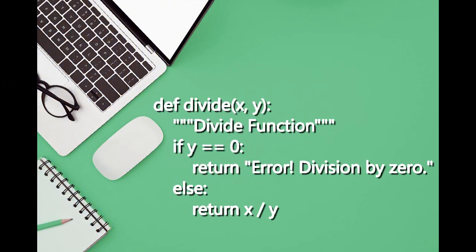Now, define the division function. Call this function divide and give it two parameters, x and y. Inside the function, first check if y is equal to 0. If so, return the string "Error, division by 0", to handle the division by 0 error. Otherwise, return the result of x divided by y.